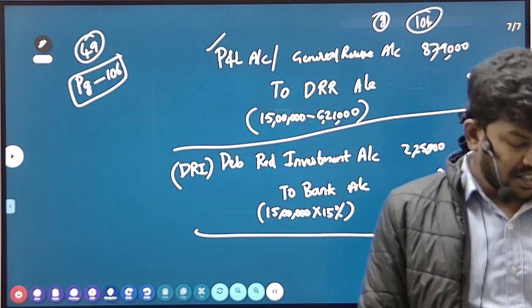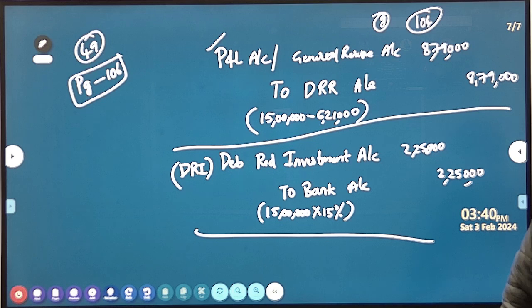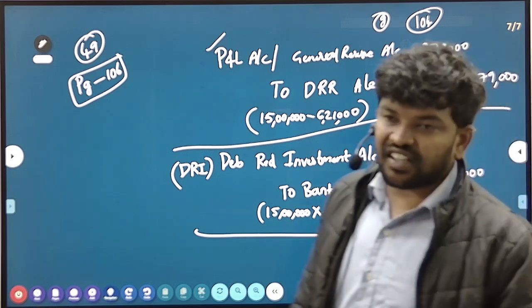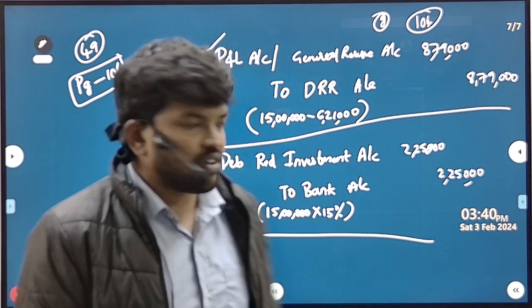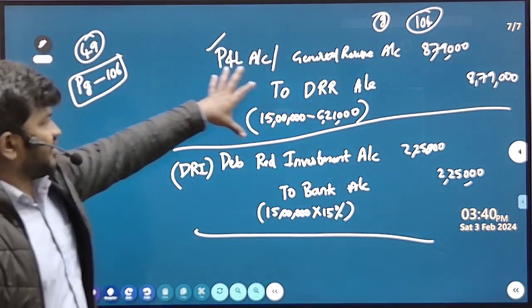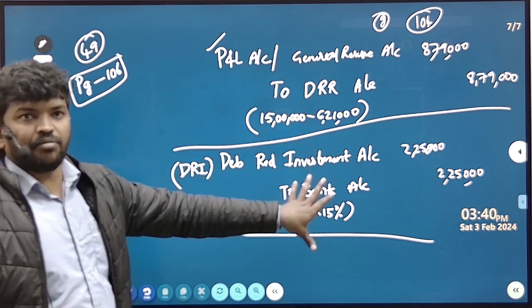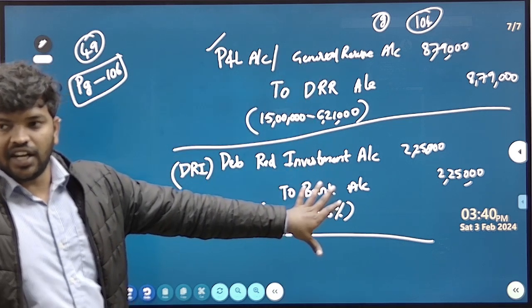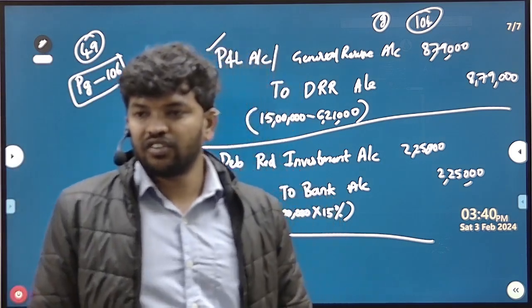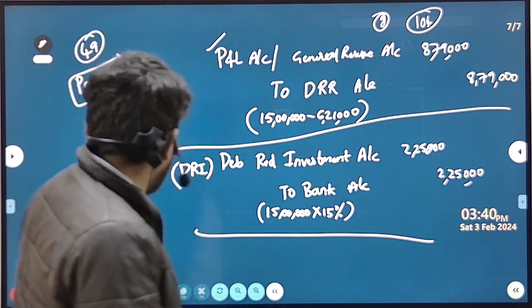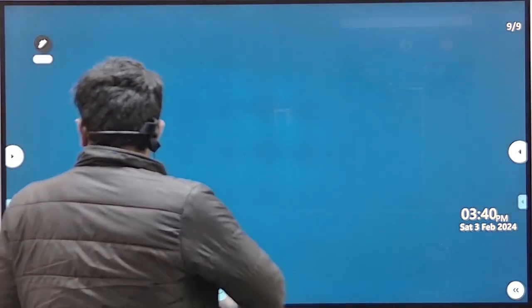Read the question, Neha. Pass the necessary journal entries for recording the transactions relating to redemption of debentures. Pass the necessary journal entries regarding the redemption of debentures. Now we have created DRR. We have made the investment. Now we have to pass the entry for redemption. Yes or no? Now see the entries.